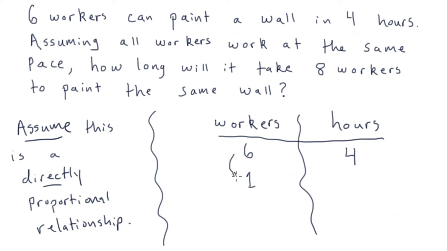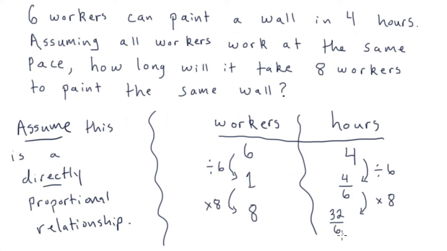So if we divide by 6 over here, this is 4 over 6. Okay, and then let's see. I need 8 workers, so let me multiply by 8, and that'll give me 8 workers. And then 4 over 6 times 8, well, that's 32 over 6. Okay, so what is that?